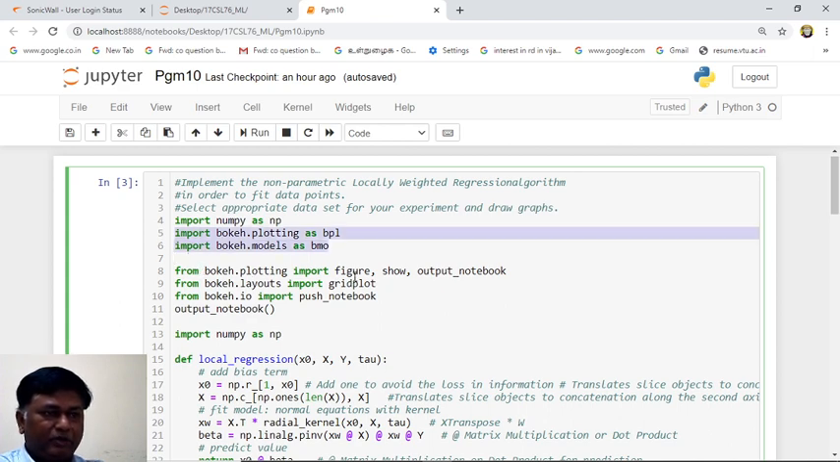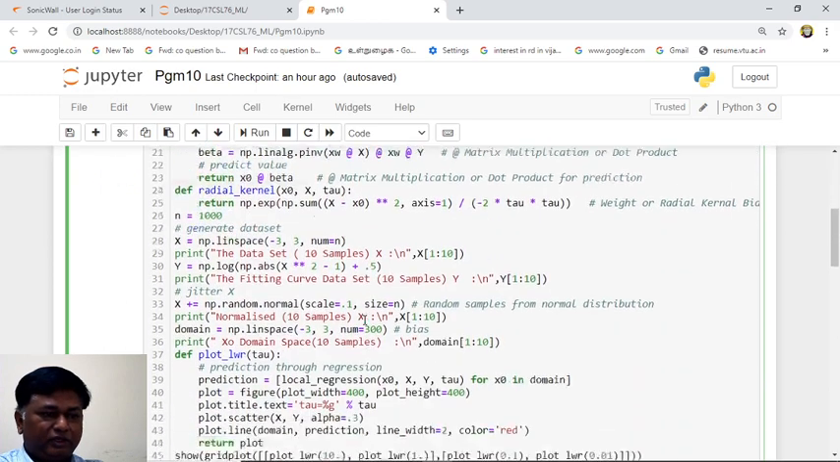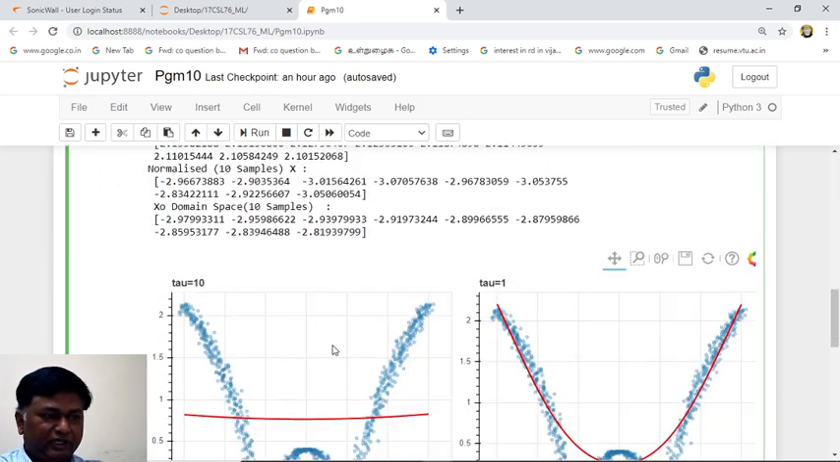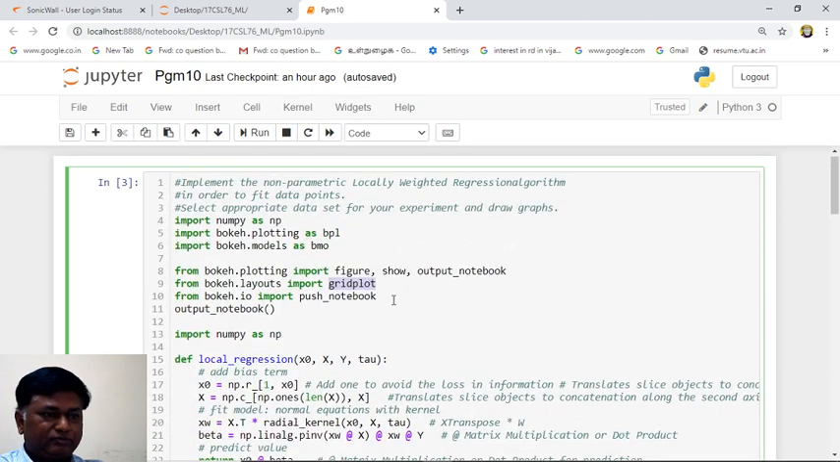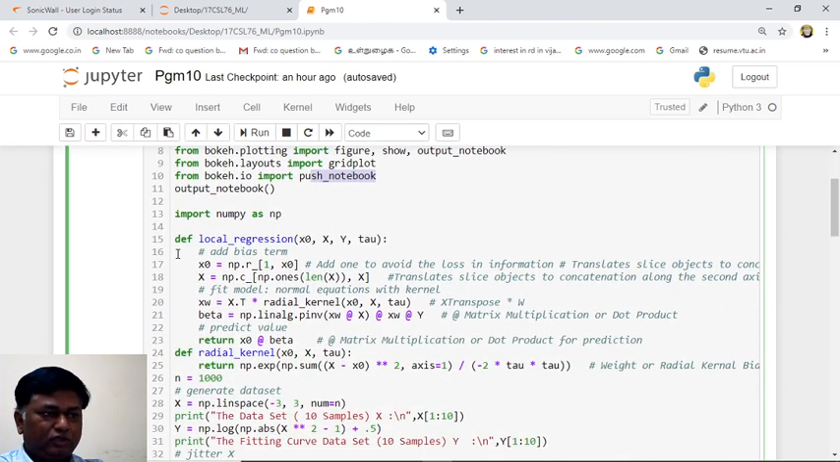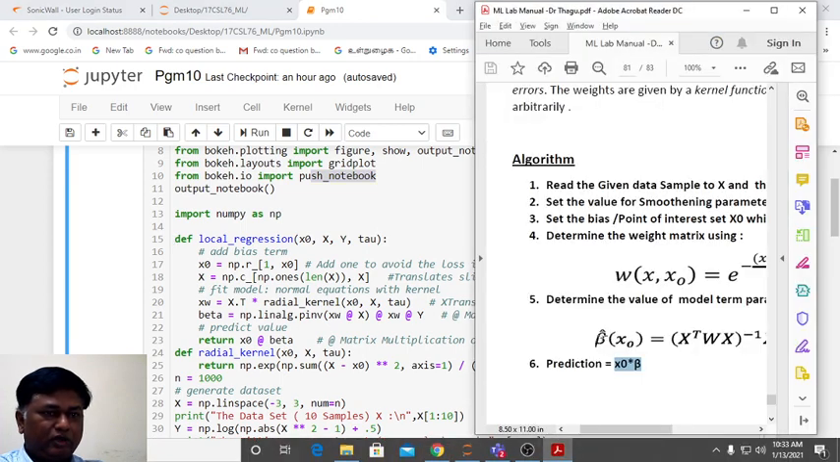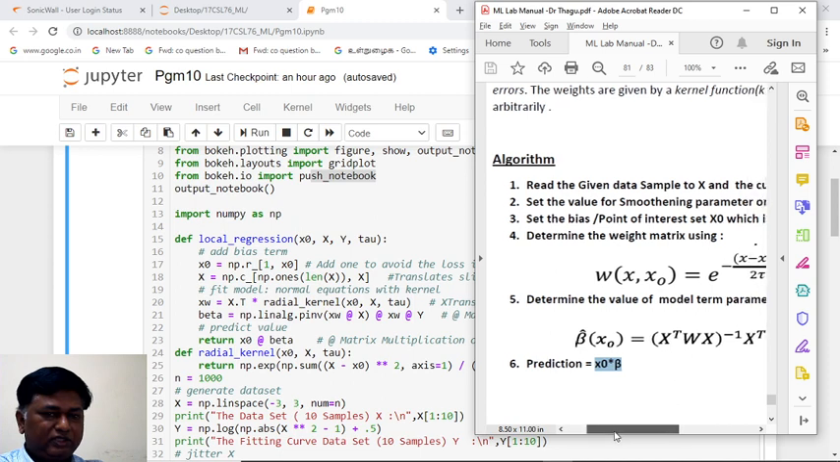So from bokeh plot we are importing all these things. We are drawing a grid plot. You can see the graph, it is gridded. So we are importing grid plot, and notebook takes your data and assigns it to your bokeh plot. So these are the two functions that implement your algorithm. Now I will show you the algorithm. So here is the algorithm.